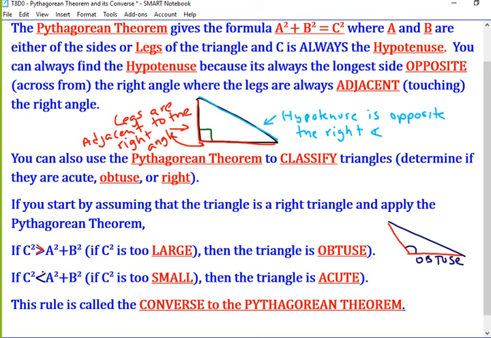And so this rule you should know is something we call the converse to the Pythagorean theorem. You probably didn't know that, so go ahead and write that in. The rule is called the converse to the Pythagorean theorem. Okay, and that just means we're not using the Pythagorean theorem in the normal way. We're using it in a different way, kind of backwards, hence the term converse.